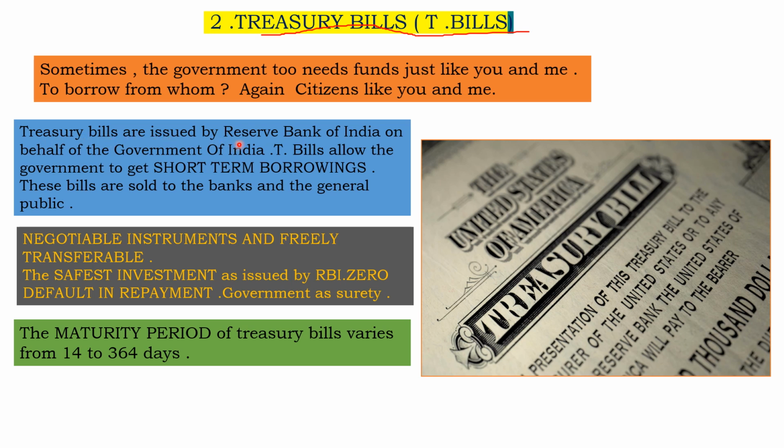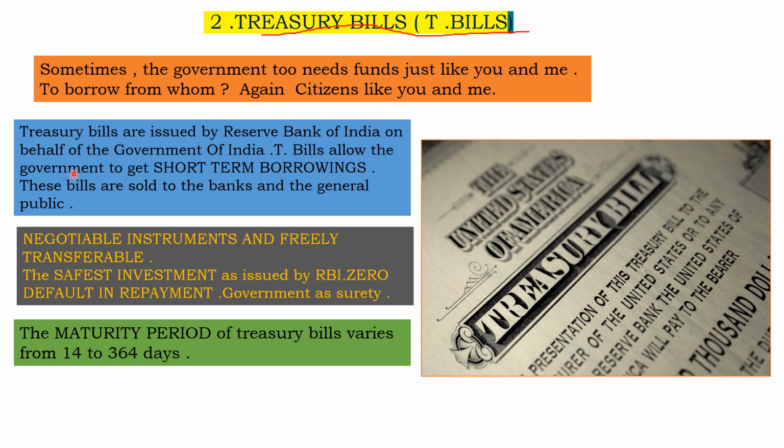Treasury bills are issued by the Reserve Bank of India on behalf of Government of India. Now, if Government of India needs funds, Government of India doesn't itself issue treasury bills. It is the Reserve Bank of India who is authorized to issue T-bills on behalf of Government of India. It's a very important concept. Please understand. It is issued in the name of the Government of India, but not issued by Government of India itself. It is issued by the Reserve Bank of India in the name of the Government of India.